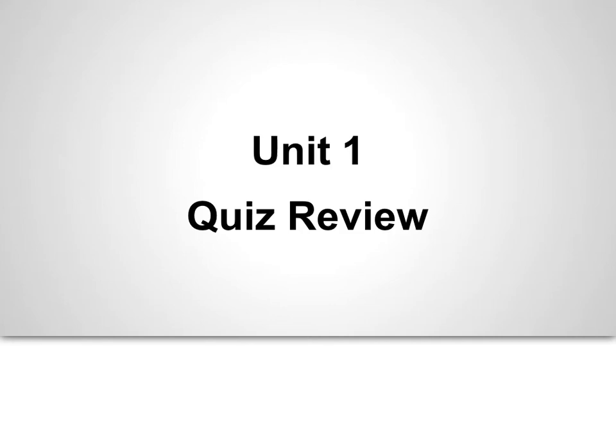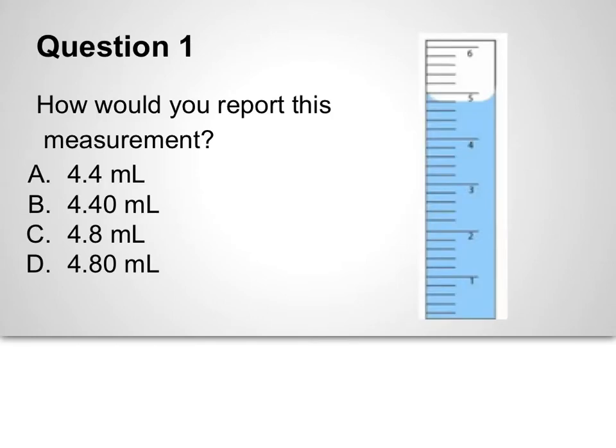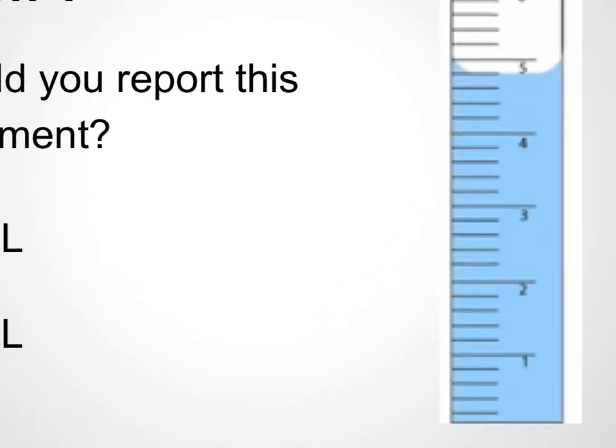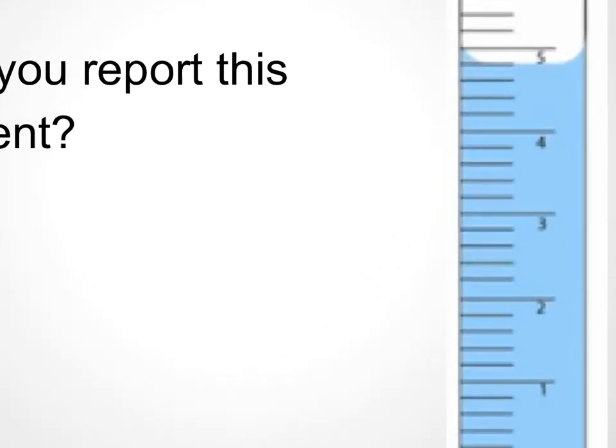So this is the review for the Unit 1 quiz in chemistry. First question, how would you report this measurement over here on the right-hand side? We're looking at a graduated cylinder, and it looks like there are measurements at 4 milliliters and 5 milliliters, and then there are lines in between every 2/10.